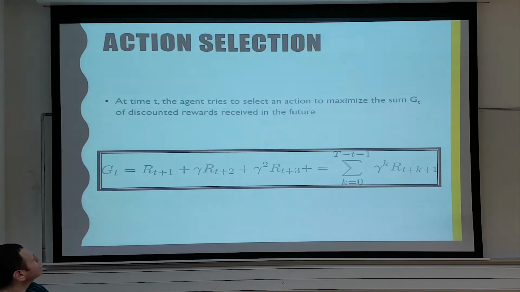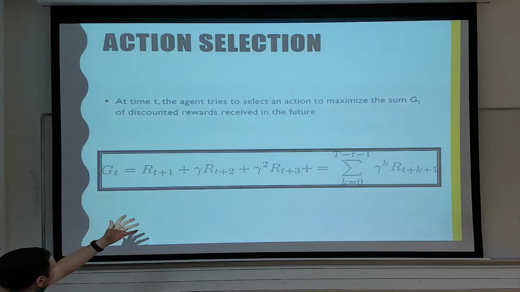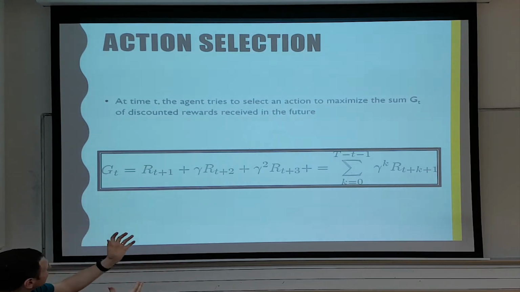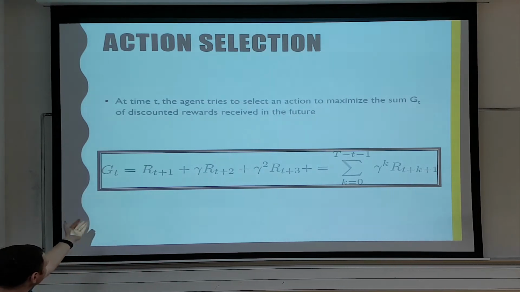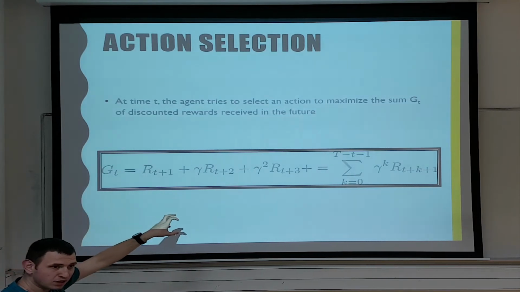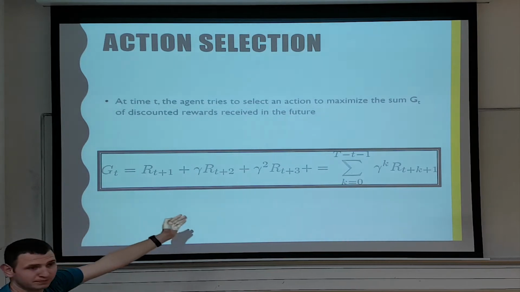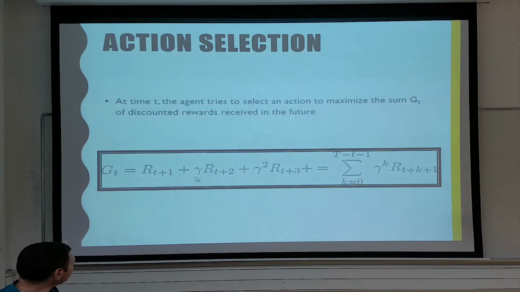Okay, great. So let's start. Now we're digging into the mechanism of our actions. Action selection. At time t, the agent tries to select an action to maximize the sum G t of discounted rewards received in the future. As I told you, the future rewards at a given time depend on how much I trust the next steps, and it's defined in this formula. It's R t plus 1, and then for the next ones I have some compensation, gamma. So in the future my compensation is smaller, I trust less and less.